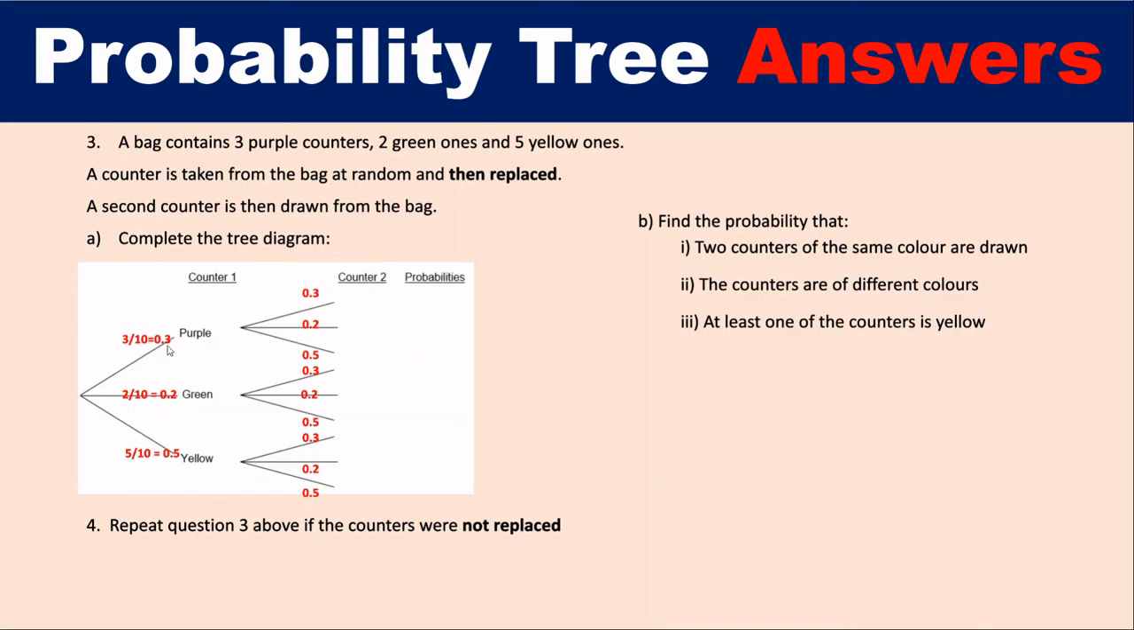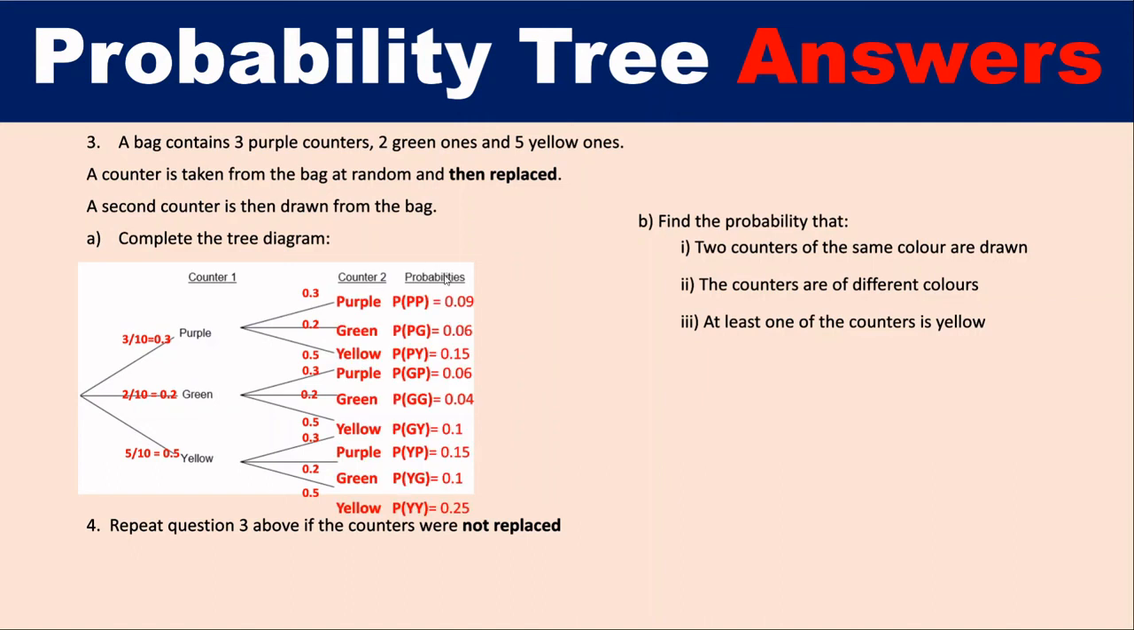Now I'm perfectly happy to leave this as a fraction or as a decimal because my decimal values are exact. Had this been a recurring number or a number that I needed to round, I would rather keep it as a fraction. Now, since they tell us that we take a counter and then replace it, the probabilities of choosing a purple will be the same whether it's the first time or the second time, because we're constantly putting that purple counter back in the bag. So on the first time, there were 3 purple counters out of 10. On the second time, since I put that purple counter back, there are still 3 purple counters out of 10. So the probabilities haven't changed for the purple, green, and yellow.